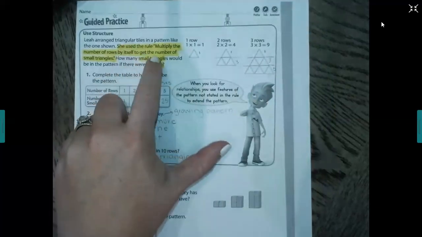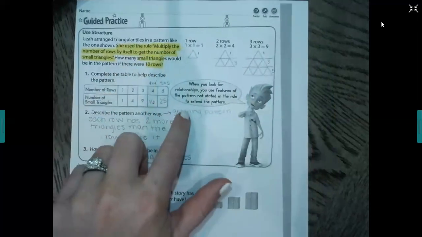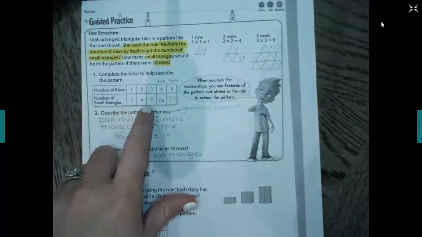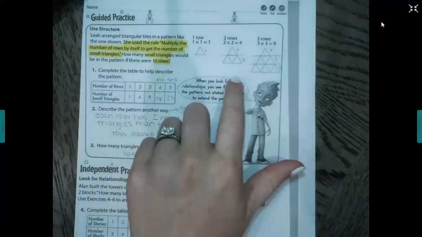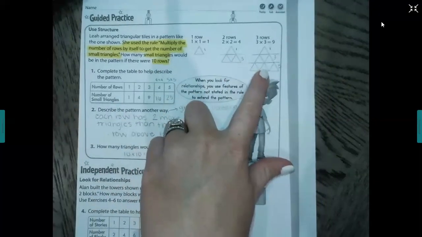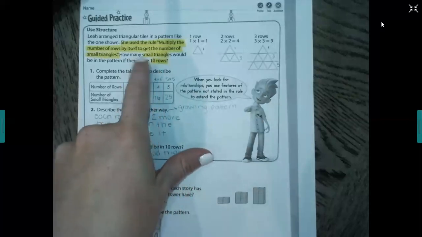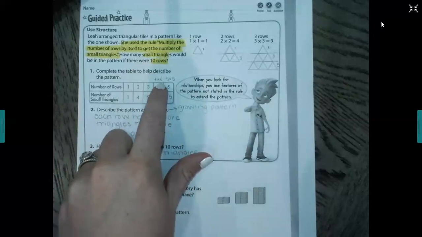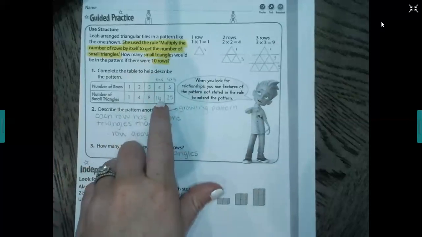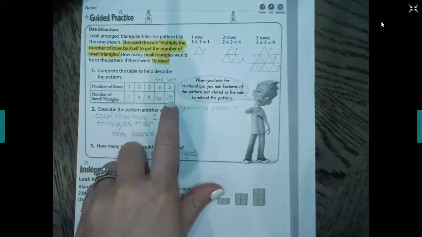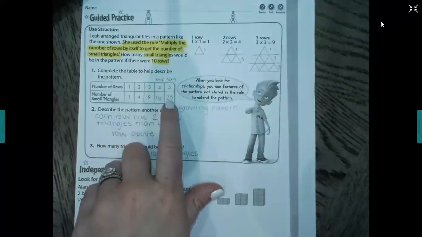Now I know how my rule makes sense. I'm going to complete the table. So they've filled in my first 3 rows, okay, just like they've shown me in my visual. So now I want 4 rows. Well, my rule is to multiply the number by itself, so 4 times 4, and I get 16. Now I want 5 rows. 5 times 5 is 25. So I have filled in my row.